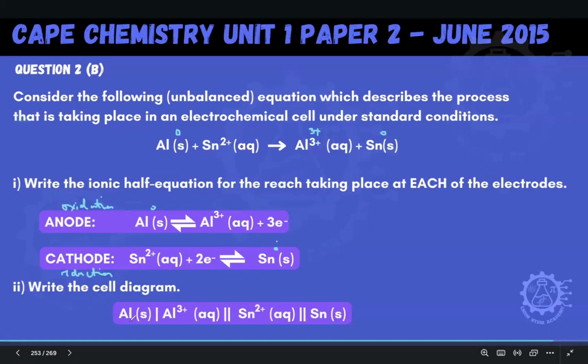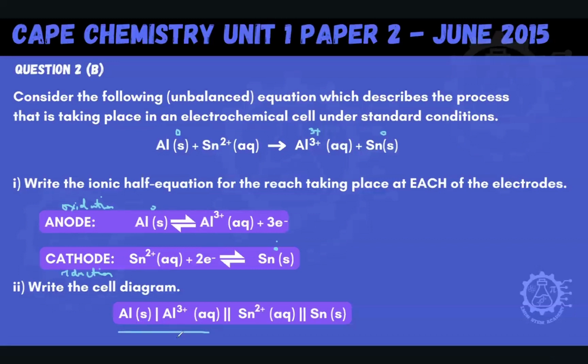Our one-liner is constructed to show our anode portion on the left. So whatever we just wrote that's going on in the anode, we're going to write on the left. So I write my Al, and I have this straight vertical line that represents a phase change, right? So it's showing me that I'm going from Al in the solid phase to Al3+ in the aqueous phase. And that's what's going on in my anode, right? Then we're going to have these two lines, right? Two vertical lines represent a salt bridge that's going to connect both halves.